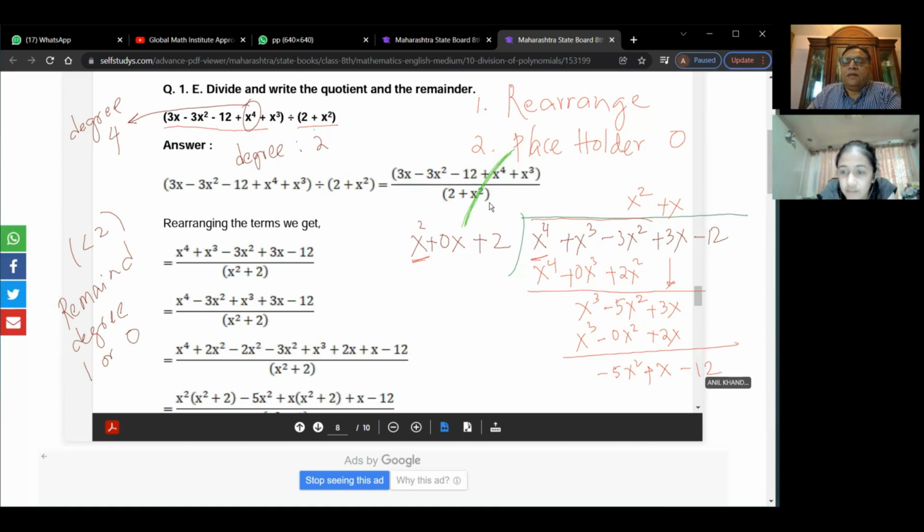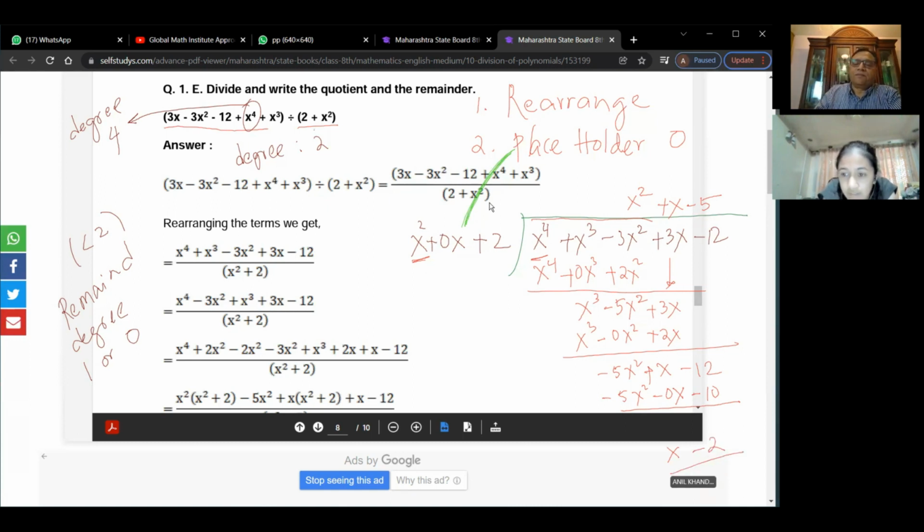Now, how many times will x square go in minus 5x square? It will be minus 5 times. When you multiply, you get minus 5x square minus 0x and minus 10, correct? So what is the remainder? x minus 0x is x, correct? And here we get minus 12 minus of minus 10 means minus 2, right?